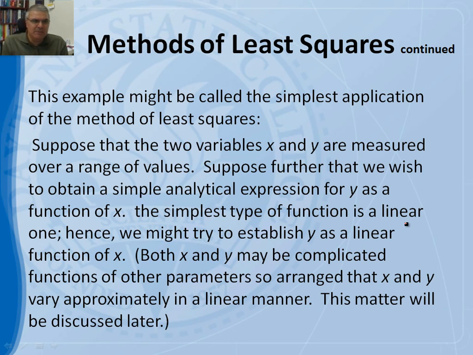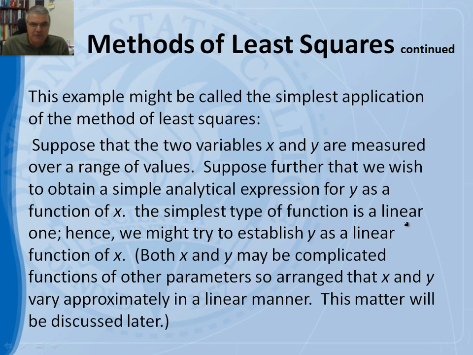So let's take a look at the simplest application of the method of least squares. Suppose there are two variables, x and y, and we're measuring these over a range of values. We try to plot x versus y, and we need to measure that. So x could be time versus speed, it could be time versus moment, it could be time versus stress, it could be time versus flow rate. Again, it depends on the measurement. So for the two variables x and y, we try to measure them over a range of values.